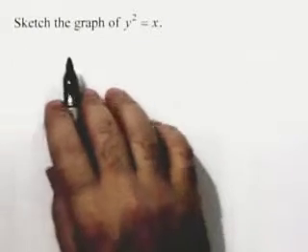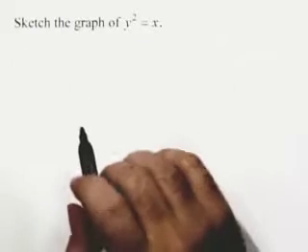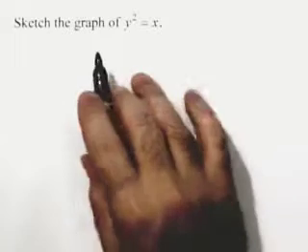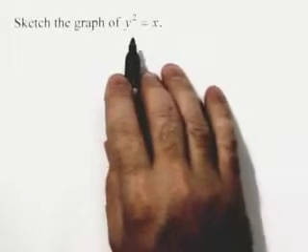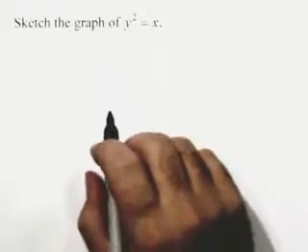In this problem, we look at sketching the graph of an equation. Here we'd like to sketch the graph of the equation y squared equals x. The first thing we'd like to note is that this graph will be symmetric around the x-axis.